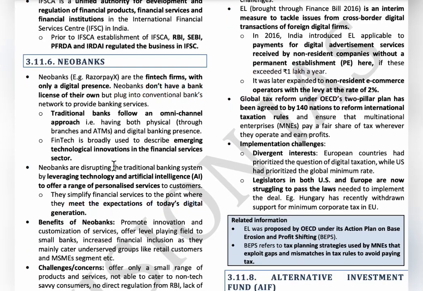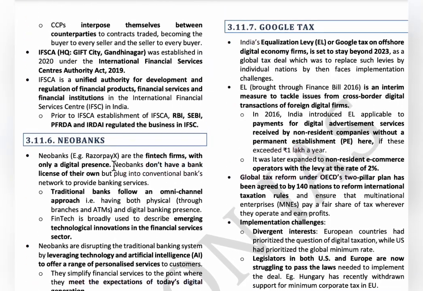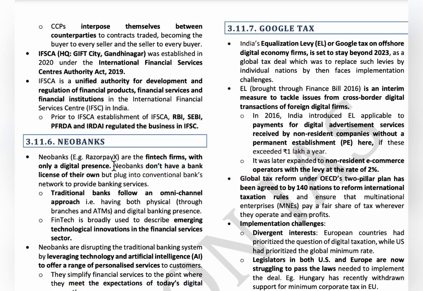The next topic is neobanks. Neobanks are small banks which are not physically present. They are virtually present and provide financial services digitally. The next topic is Google tax. Google tax or equalization levy is a form of tax collected from digital companies that make profit from India.